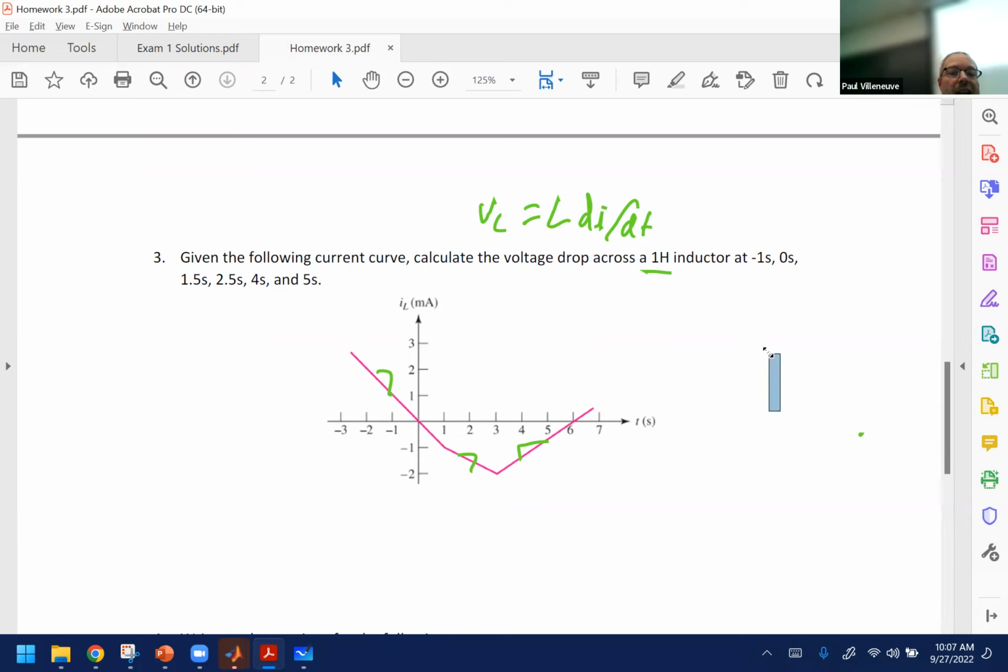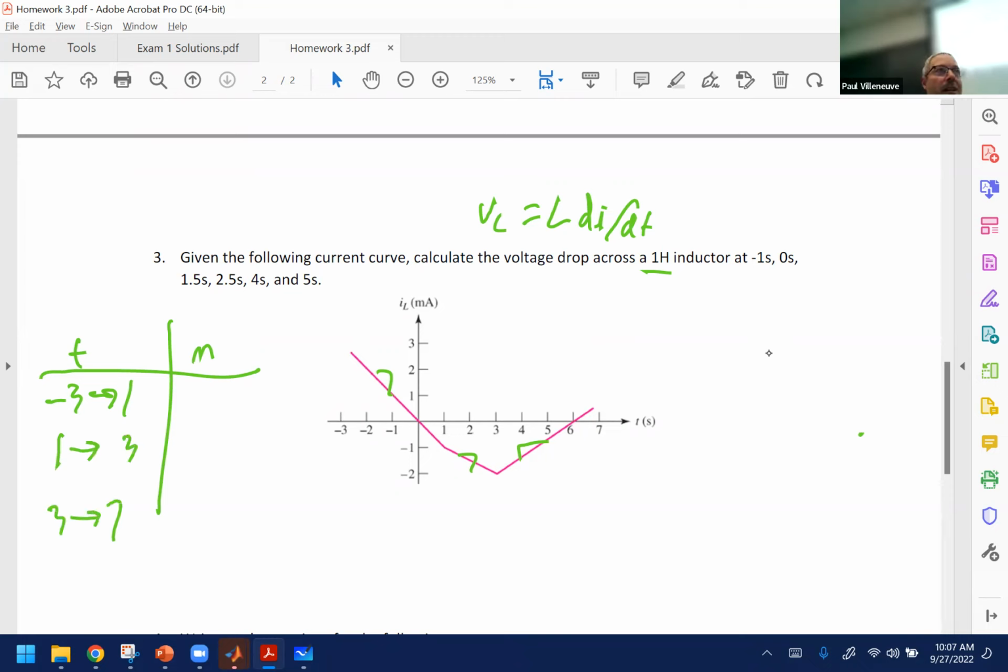The way I would tackle this problem is I would say from -3 to 1, my slope. So this is my time periods. I'd calculate my slope. So I have -3 to -1, or +1, I have 1 to 3, and I have 3 to 7. Those slopes you should be able to calculate. Then all you need to do is L times m, or di/dt. Those are just slopes of the line.